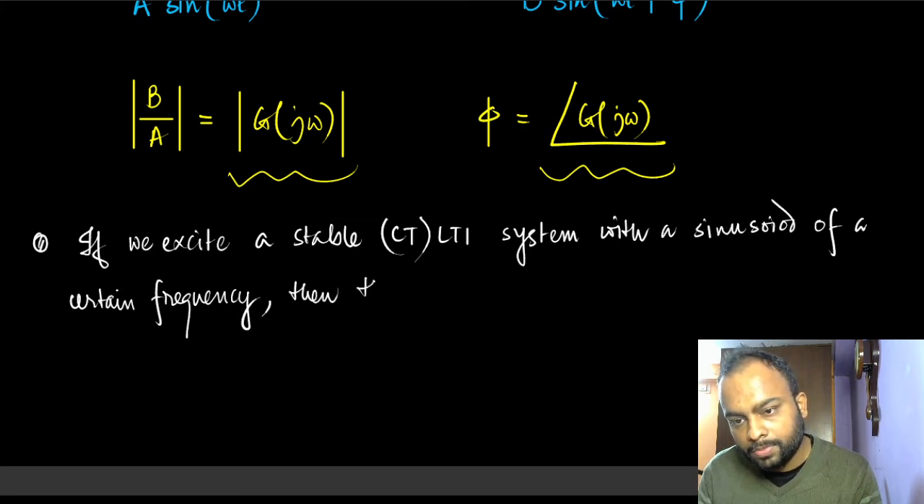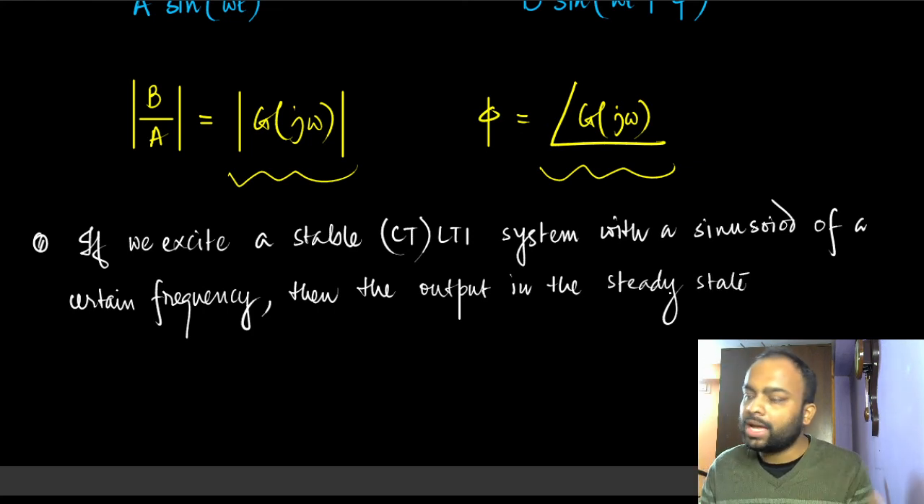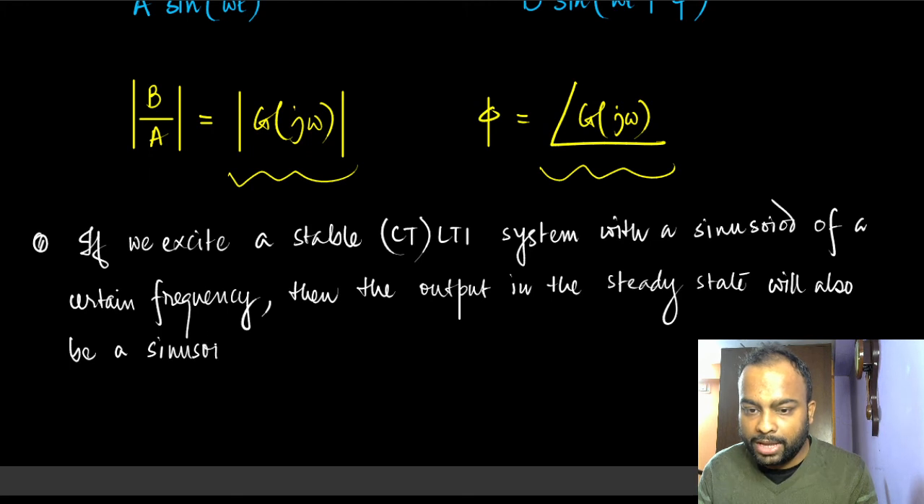then the output in the steady state. Again, if you think like an engineer, if I don't say a stable system, then I don't really have something called a steady state, right? I can't even reach a steady state if I don't have a stable system, right? So if I excite a stable continuous time linear time invariant system with a sinusoid of a certain frequency, then the output in the steady state will also be a sinusoid of the same frequency.